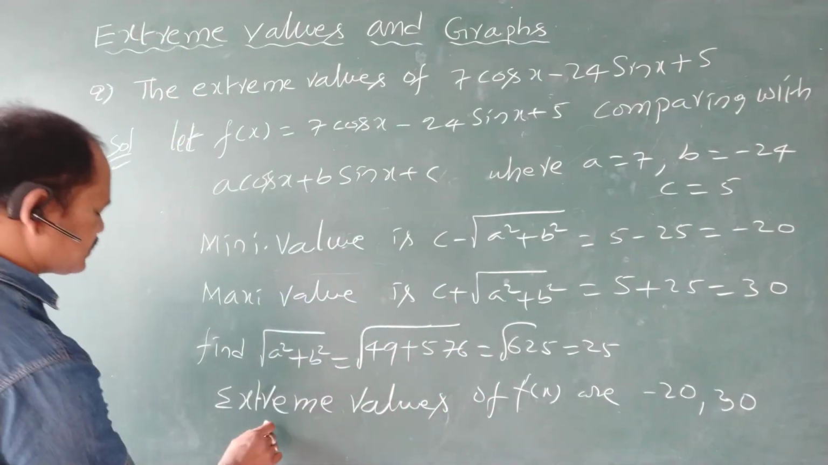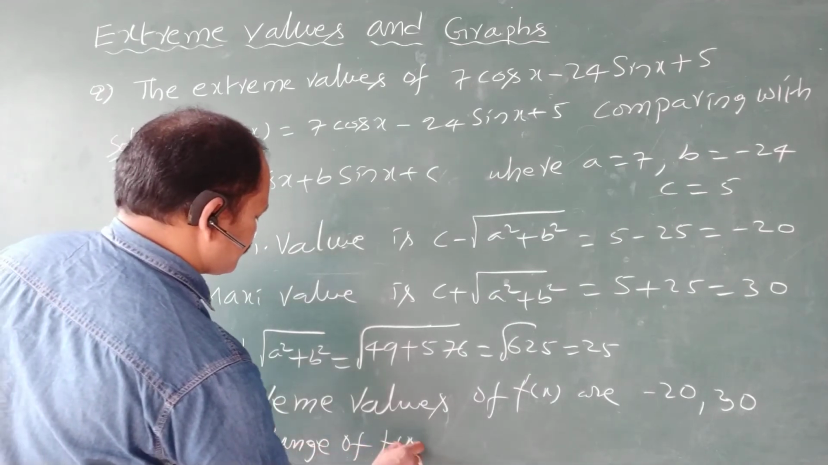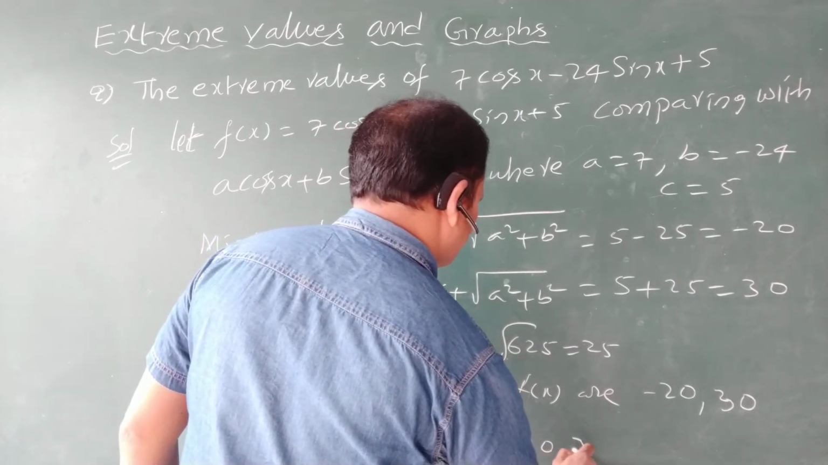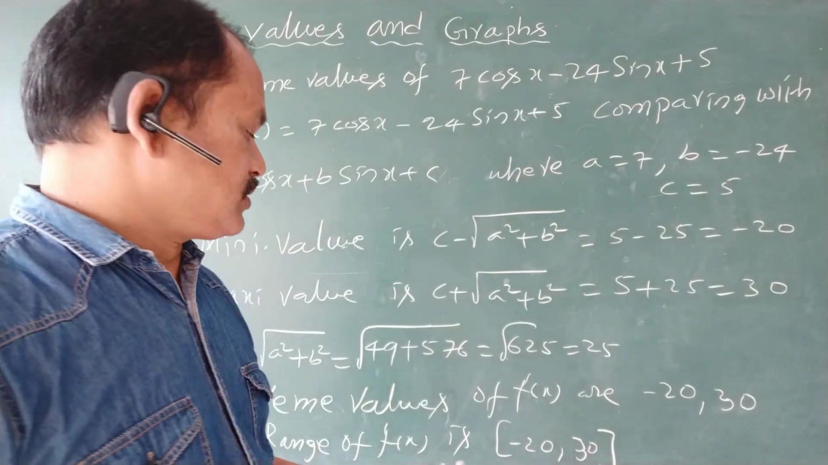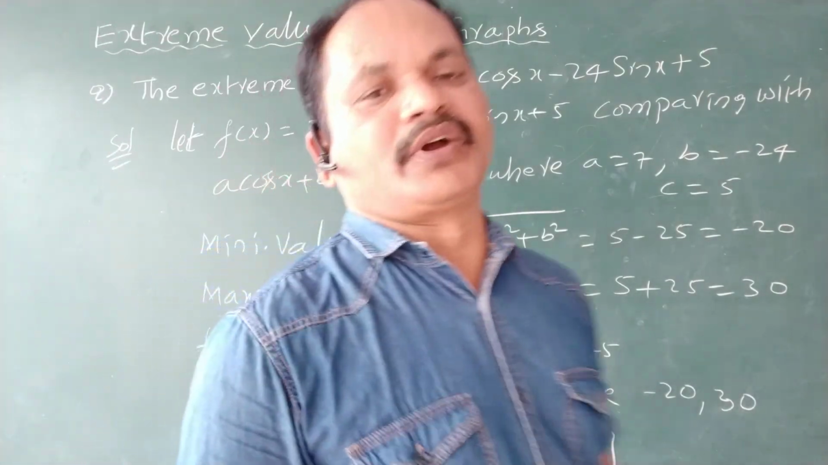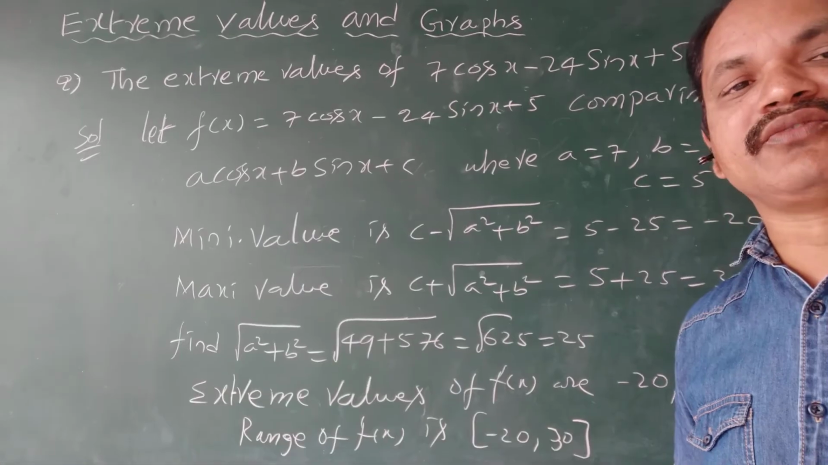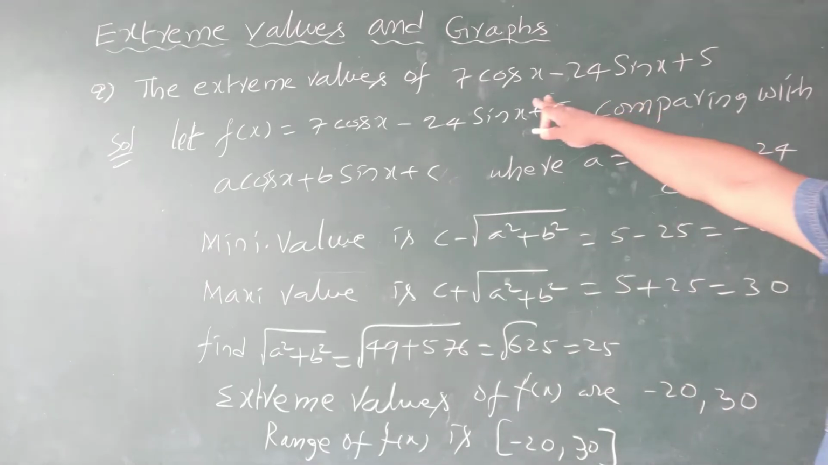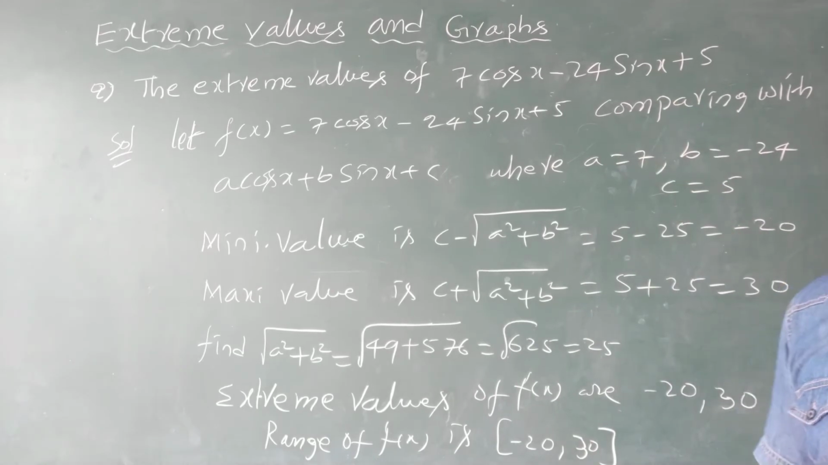Now the range of f of x. The range of f of x is closed minus 20 to closed 30, since closed minimum to maximum is nothing but the range of the function. That's all. Now this is the process for finding extreme values of the trigonometric function which is in the form of a cos x plus b sin x plus c. Okay, that's all. Now we are going to one more question, depending upon this concept.